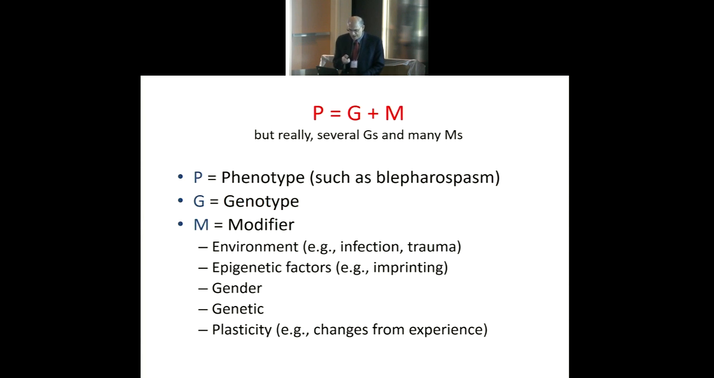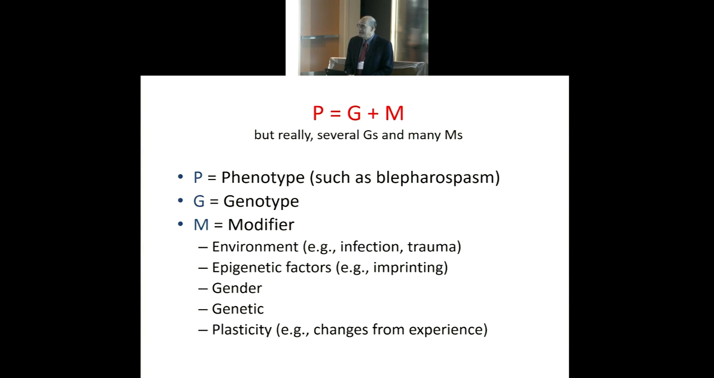Now the idea here is that P is the phenotype. And the phenotype means what a particular person looks like. And in this case, we're talking about blepharospasm. And then there's actually several G's and many M's that lead to a particular phenotype. G stands for genotype. Dr. Fahn talked about genes and the fact that it is certainly part of really any disease. We are searching for them that are going to be relevant.